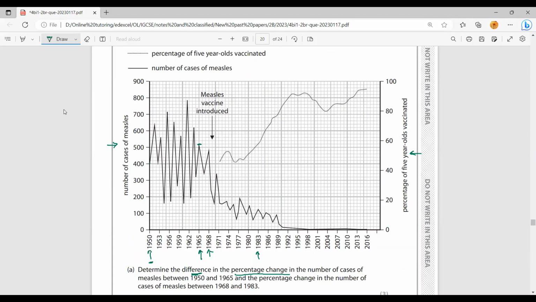At first, when vaccines were not introduced, there was a high number of cases of measles. And then when measles vaccines were introduced, the higher the percentage of 5-year-olds vaccinated, the lower the number of cases of measles. And then when 80% of 5-year-olds were vaccinated, there was about no cases of measles at all. No, there are cases at 80.